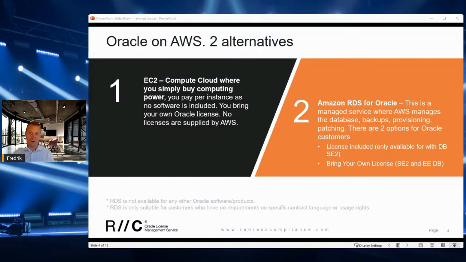And the second alternative is bring your own license. And that is for Standard Edition 2 or Enterprise Edition. And remember that any license terms that you have for your existing licenses apply when you deploy on RDS. Amazon RDS is not suitable for companies that have requirements on licensing terms. For example, global corporations which need to cover many legal entities, or if you have expanded usage rights in your licensing agreement, because the license that you are borrowing from Amazon is just a standard terms license.